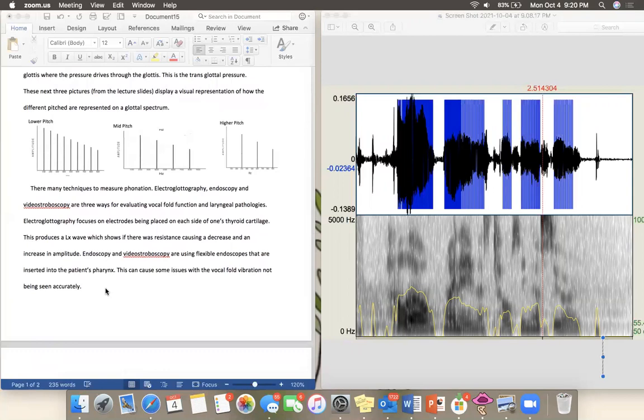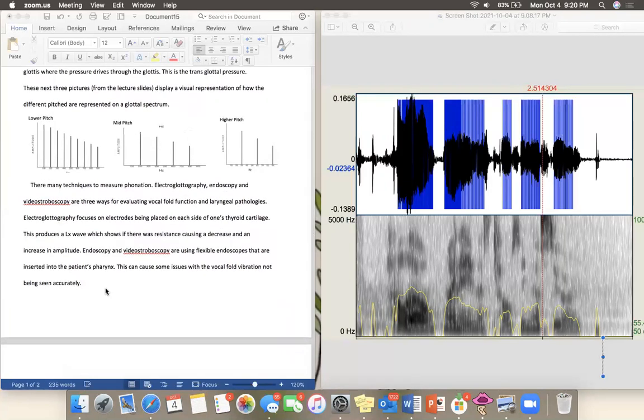Electroglottography focuses on electrodes being placed on each side of one's thyroid cartilage. This produces an LX wave, which shows if there was resistance causing a decrease and an increase in amplitude.